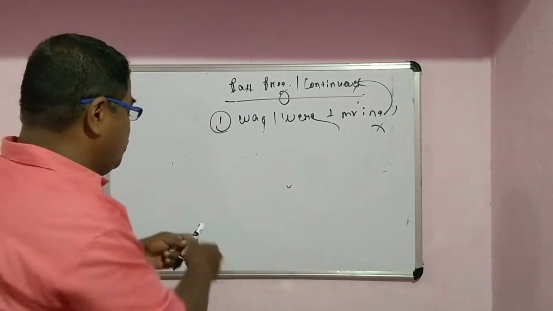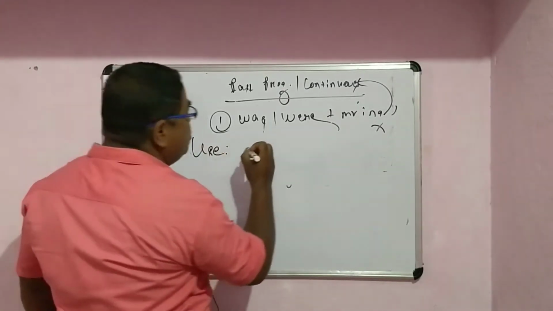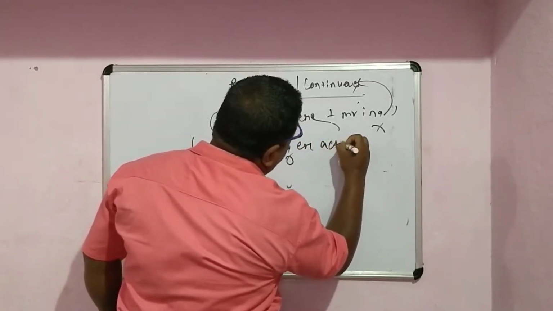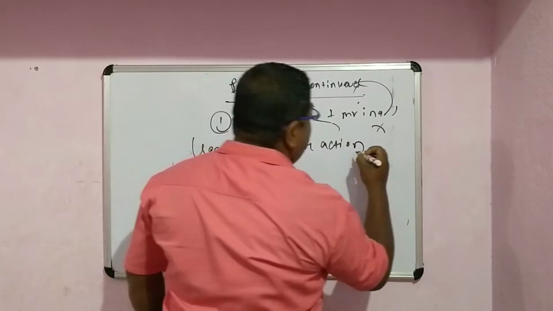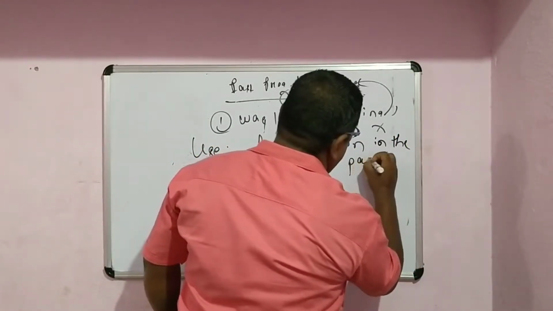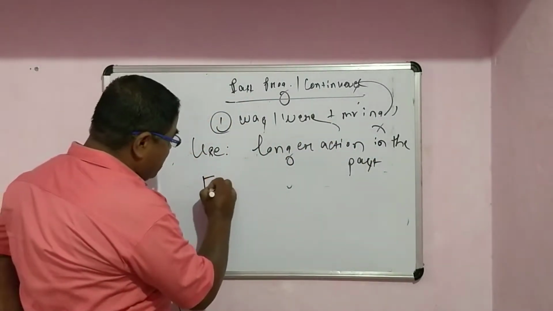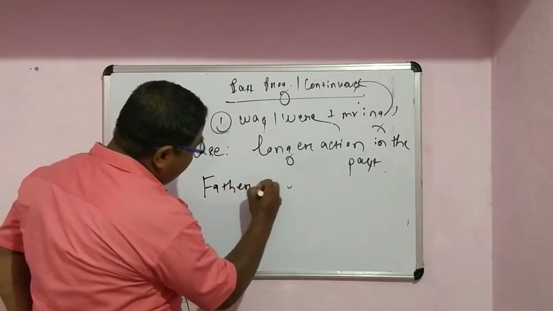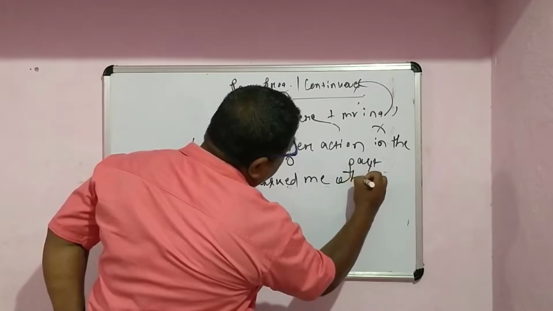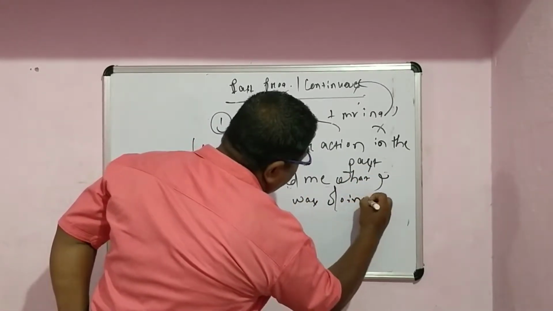Then what is the use? So far as the use of past progressive is concerned, it refers to some longer action in the past. If some action was in progress, some longer action in the past, we know it as a past progressive. What is the longer action in the past? If I say, father asked me what I was doing.